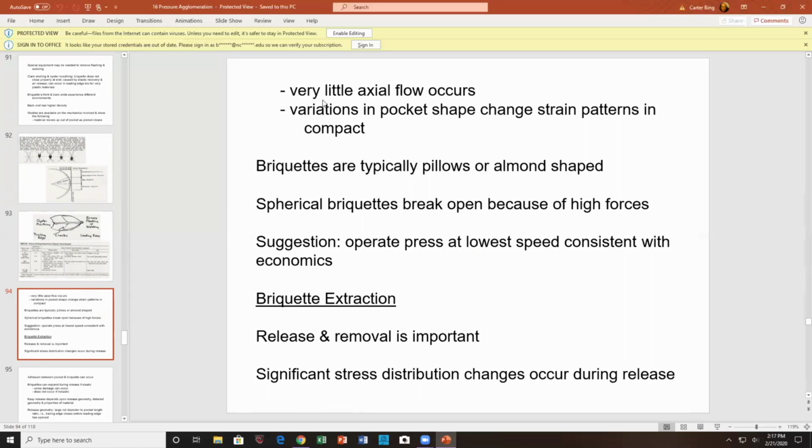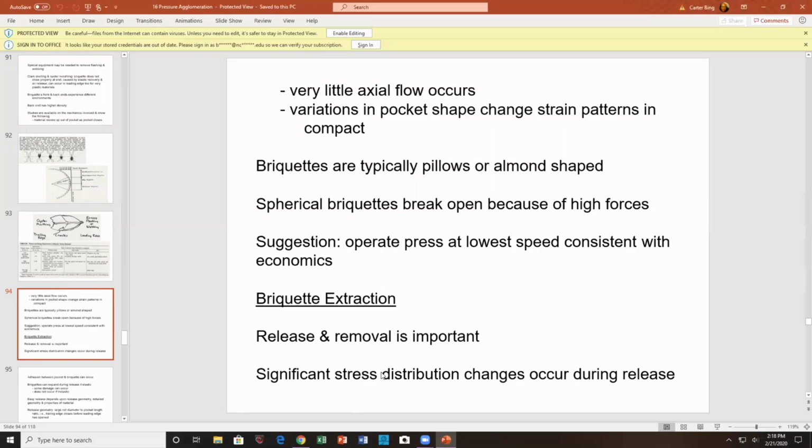Sorry. Little axial flow occurs; variations in pocket change the strain patterns of the compact. Briquettes are typically pillow or almond shaped. Spherical briquettes break up, so it's hard to make one that's round because of high forces. Operate presses at low speed, the lowest speed consistent with economics.